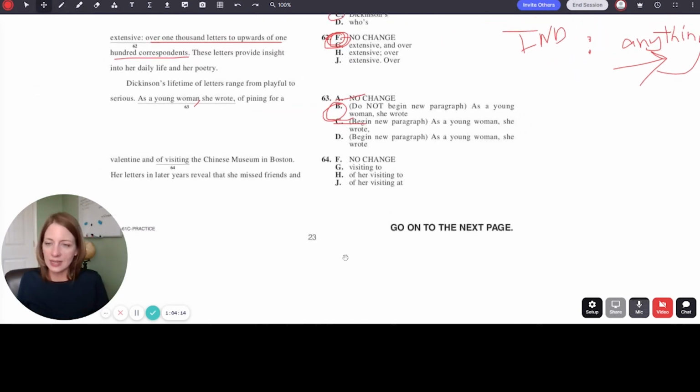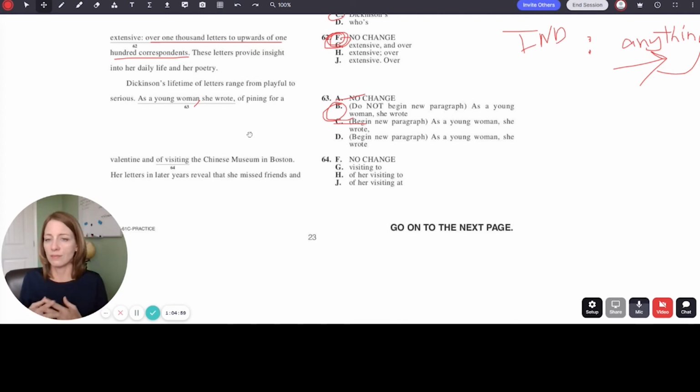All right. Visiting. So when I'm seeing this, I'm thinking maybe we want the most concise. As a young woman, she wrote of pining for a Valentine and of visiting the Chinese Museum in Boston. She wrote of pining for a Valentine and of her visiting to, of her visiting at, and visiting to. Visiting to, just all of those.